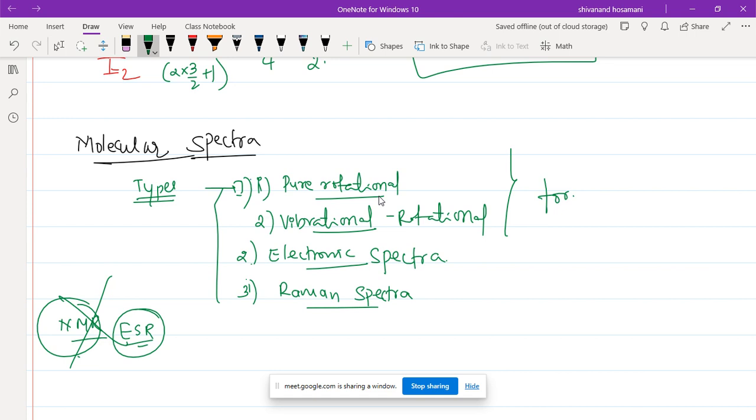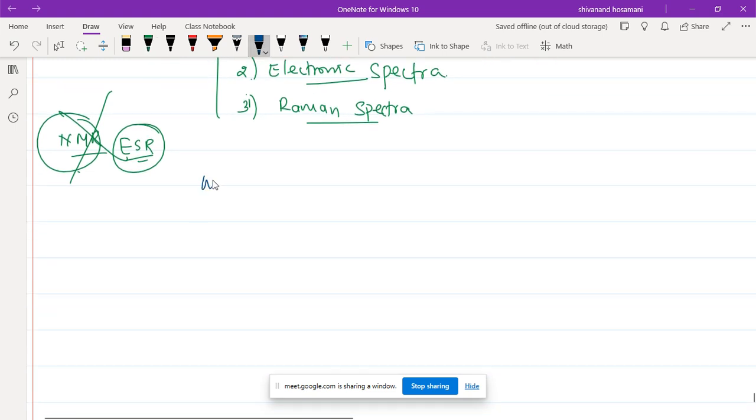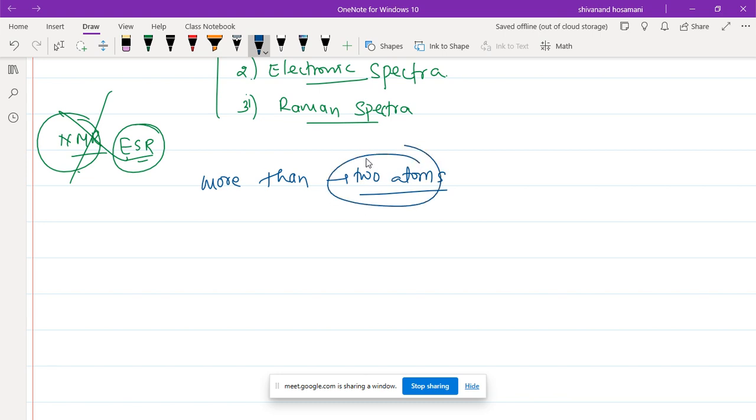So we will continue as much as possible with the molecular spectrum. First, let us discuss what we mean by molecular. When you have more than two atoms, it is a combined property of the atoms, and that we define as molecular spectra. Is that clear?